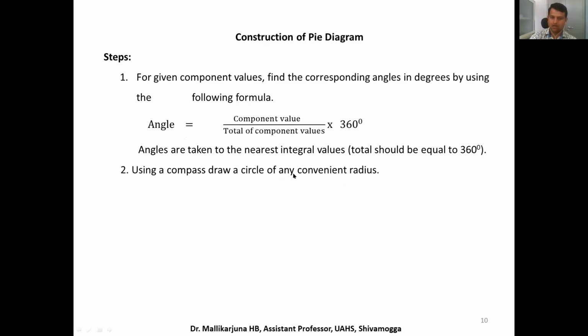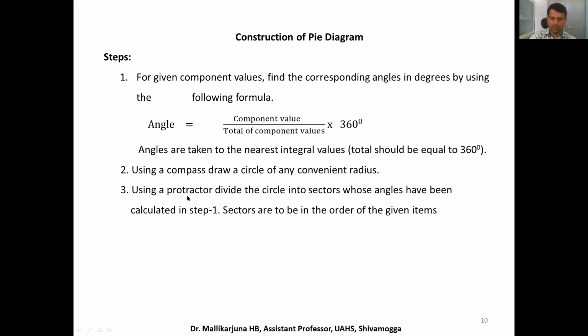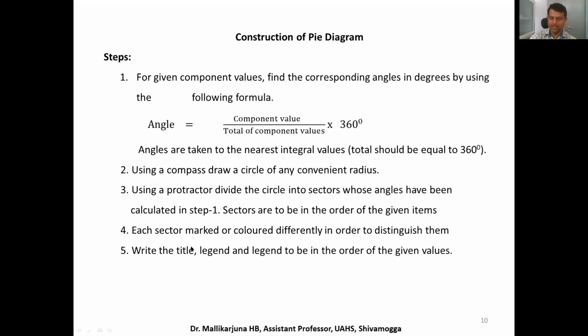Using a compass, draw a circle of any convenient radius. Circle we have to form. Then using a protractor, divide the circle into sectors whose angles have been calculated in step 1. Here sectors are to be in the order of given items: first, second, third, fourth. Sectors should be in the order. Each sector is marked or colored differently in order to distinguish them. So we can give colorings for each sector. We have to write the title for the diagram and the legend, and the legend should be in the order of given values. Of course, these construction steps are required for exam purposes.